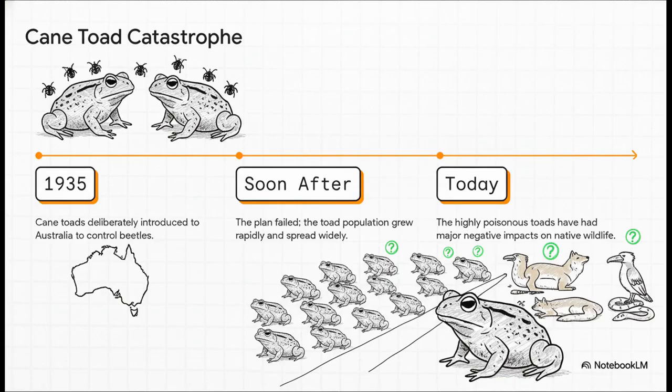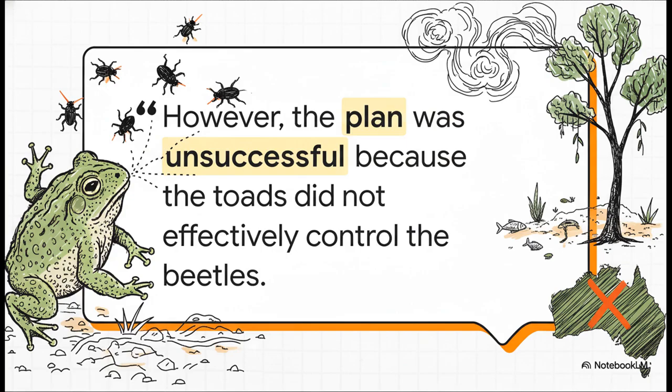And sometimes these introductions are done on purpose, with absolutely disastrous results. Back in 1935, Australia intentionally introduced the cane toad, thinking it would control a beetle pest in the sugarcane fields. The problem? The toads didn't care about the beetles at all. Instead, their numbers just exploded. And because the toads are highly poisonous, they started killing off huge numbers of native predators that tried to eat them. The source material puts it with this incredible, dry understatement.